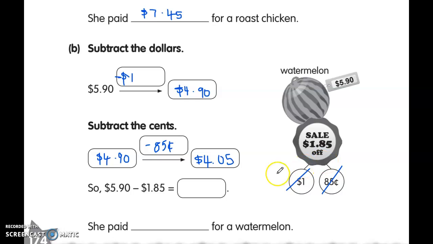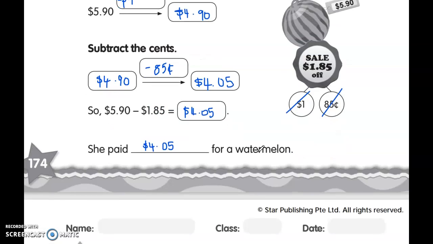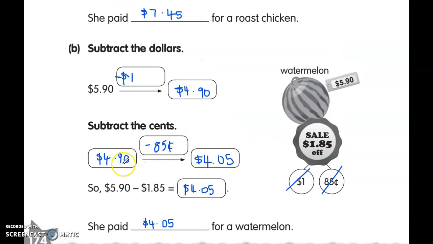Therefore, $5.90 minus $1.85 is $4.05. So she paid $4.05 for a watermelon. Okay, right. Now, if you need to do your working like 90 minus 85, you can at the side.